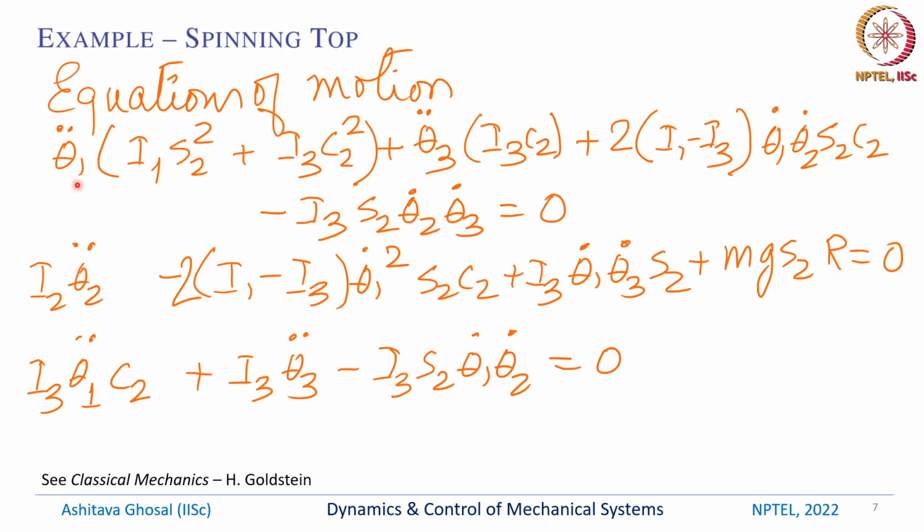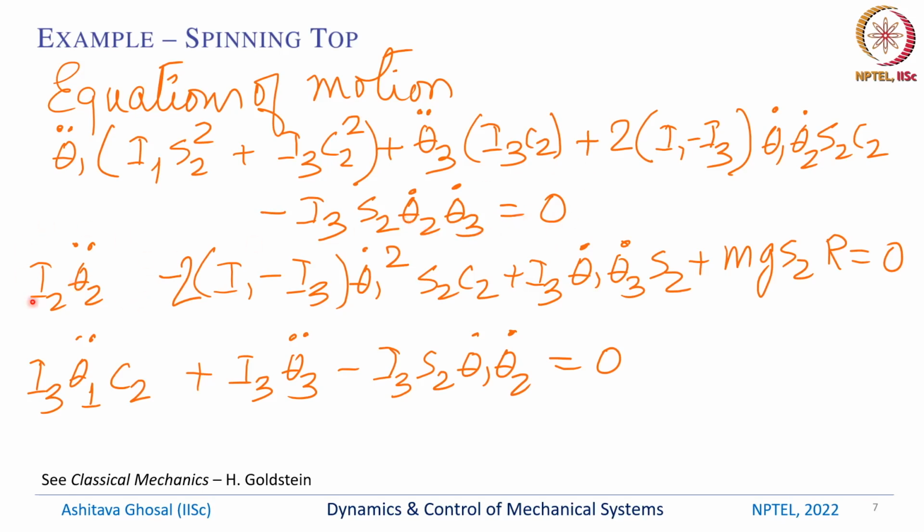So we can write θ1double dot into I1 S2² plus I3 C2², then plus θ3double dot into I3 C2 plus 2 I1 minus I3 θ1dot θ2dot S2 C2 minus I3 S2 θ2dot θ3dot equal to 0. This is the first equation of motion.